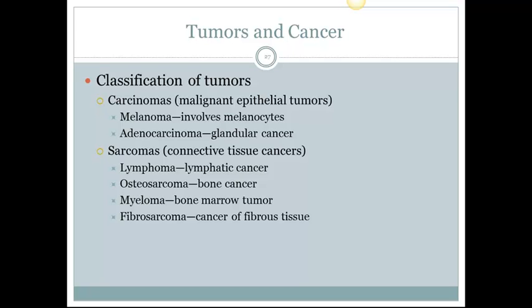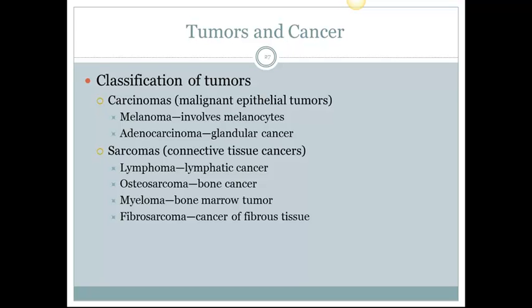Tumors that are cancerous. Malignant tumors often are called cancers. Classifications of tumors: we have carcinomas, which are malignant epithelial tumors. We have two types: melanoma, which involves the melanocytes, and the adenocarcinomas, which are the glandular type cancers.